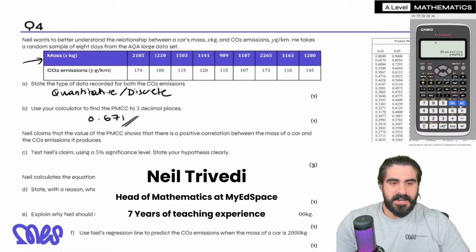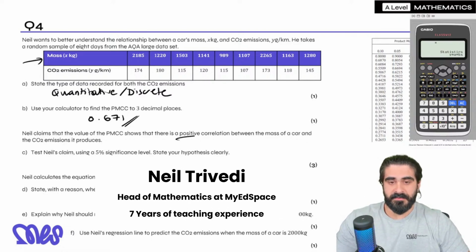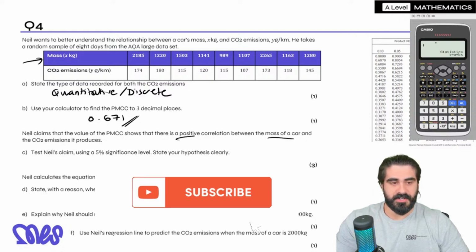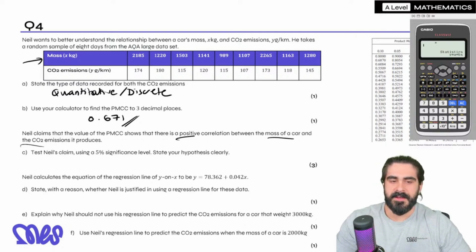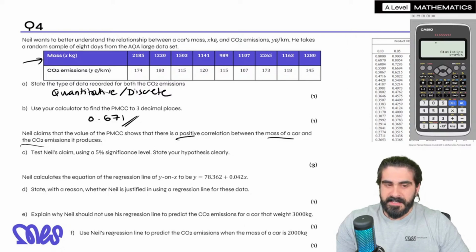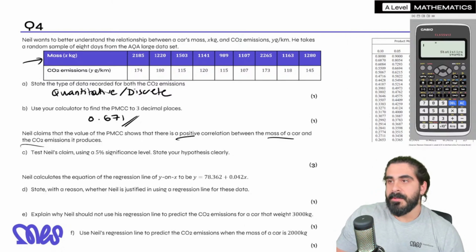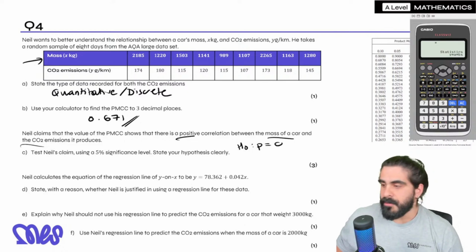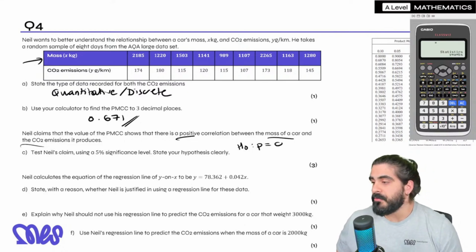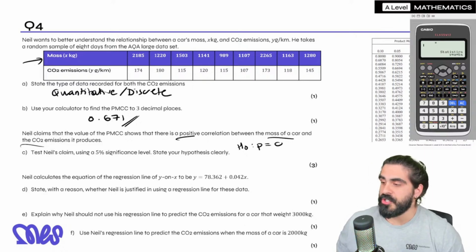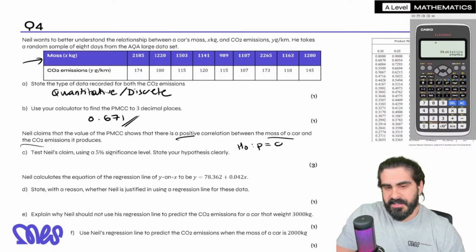All right, Neil claims that the value of the PMCC shows that there's positive correlation between the mass of a car and its CO2 emissions. Test Neil's claim using a 5% significance level. So when it comes to PMCC hypothesis testing between two variables, we always assume they are independent, meaning the population coefficient is random. There is no correlation between the two. But I want to test if there's positive correlation. I want to test if p is bigger than 0.